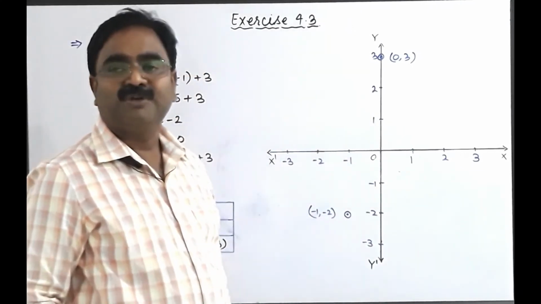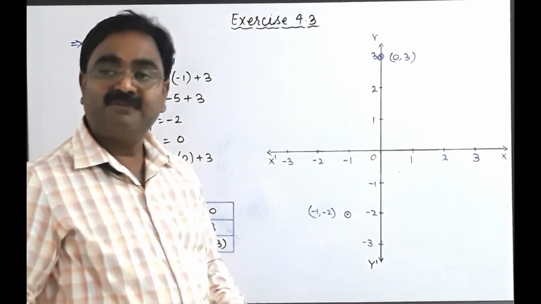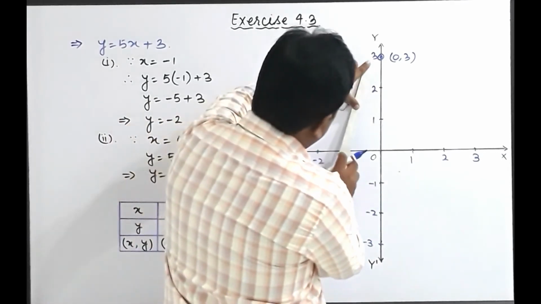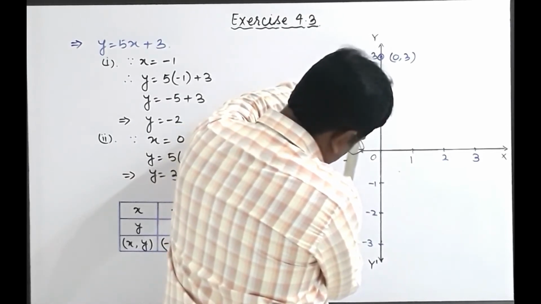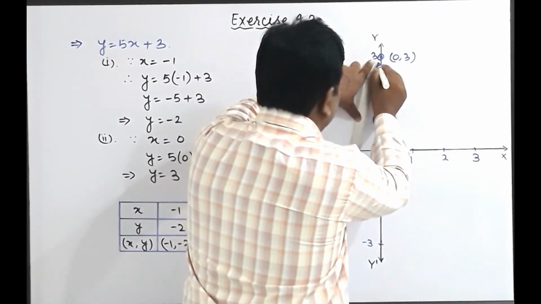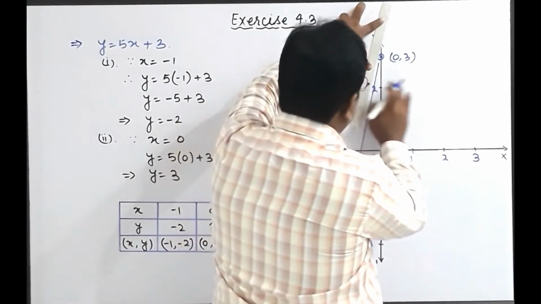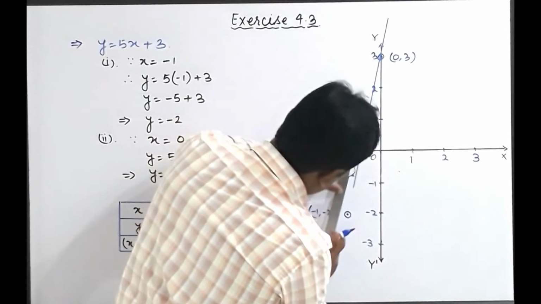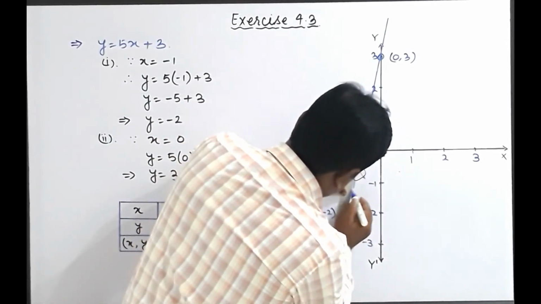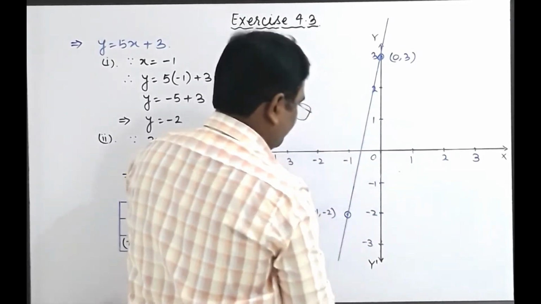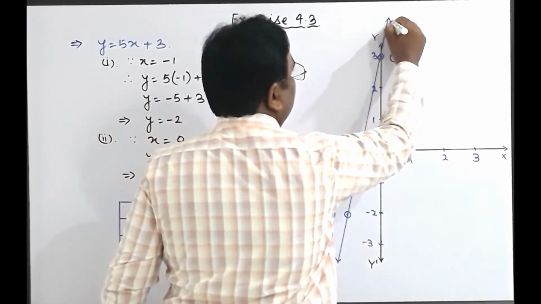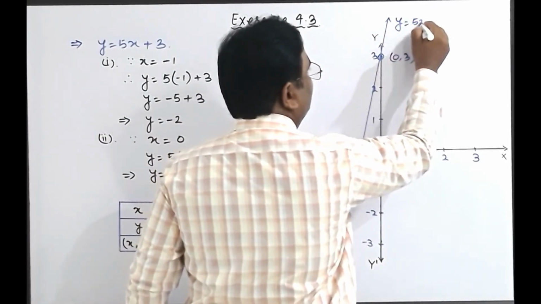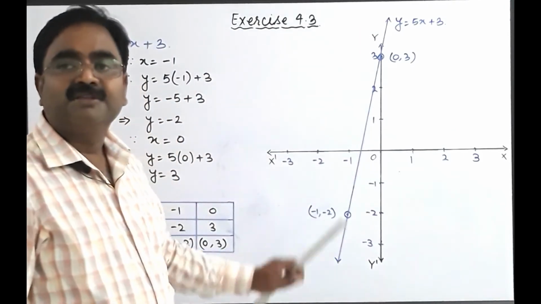Now what we have to do? We have to join these 2 points. We will get our required line, required graph of this equation, a linear equation. So join these 2 points with the help of ruler and pencil. This is the line of the equation y is equal to 5x plus 3. Right, children? This is our required answer.